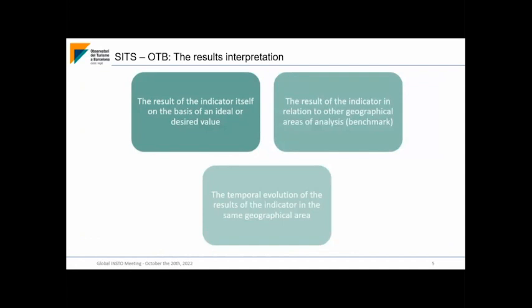First of all, I'd like to tell you a bit about our interpretation methodology. Each indicator's result is interpreted on the basis of an ideal or desired value. We also compare the result of each indicator in relation to the other geographical areas of analysis. We started collecting this data in 2018, so we've analyzed the evolution of each of the indicators through time since that moment.